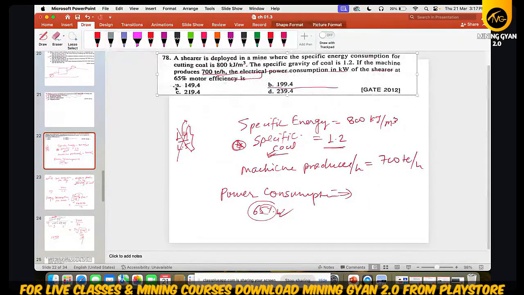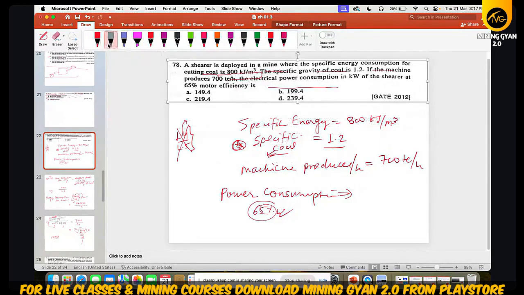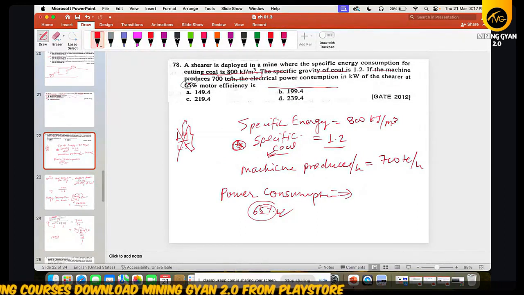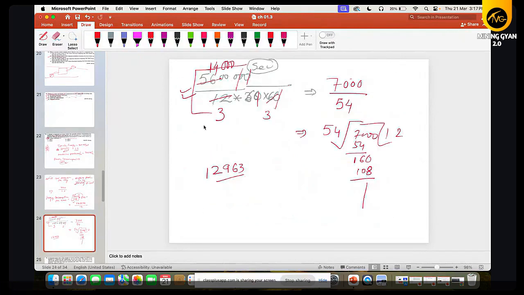Okay, but we have not taken the value of efficiency yet. So we have to consider the efficiency. So when we calculate the actual amount, what will be the value?